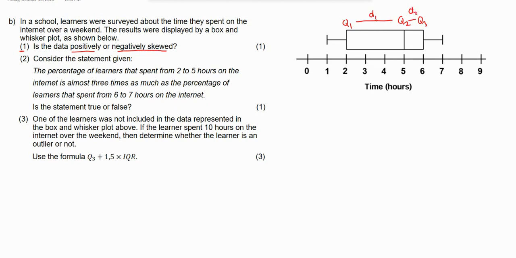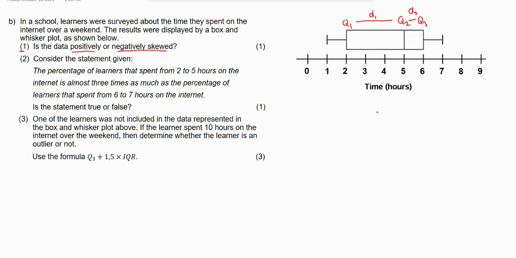If the difference between Q2 and Q1 is bigger than the difference between Q3 and Q2, then the graph is negatively skewed or skewed to the left. If the difference between Q3 and Q2 is bigger than the difference between Q2 and Q1, then the data will be positively skewed or skewed to the right.